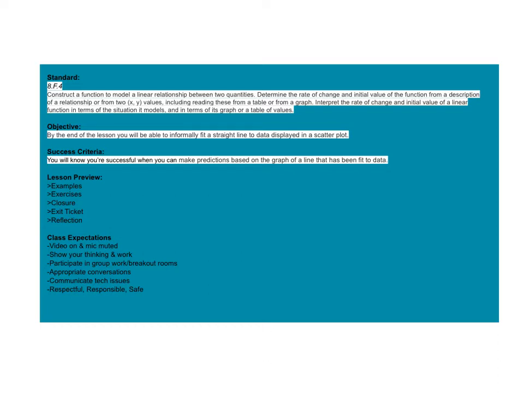Today we are going to be informally fitting a straight line, called a line of best fit, to displayed data that's in a scatter plot. You'll know you're successful when you can make predictions based on the graph of that line that has been fit to that data. We're going to go through some examples and exercises, and then we'll close out the lesson. You'll do an exit ticket and reflection, and then you'll have a little bit of time to work on your weekly work and any missing work. Let's go ahead and get started.